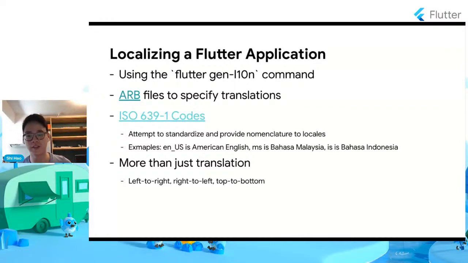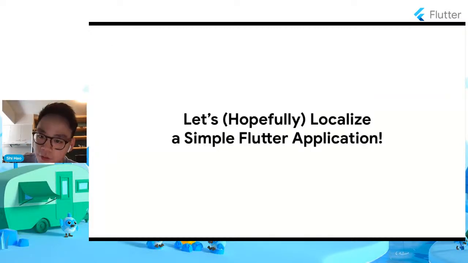The repos and the links and everything will be on GitHub, and I'll try to post a link to the slides. So don't think too much about the nitty gritty details. But ARB is basically a subset of JSON that defines your translations, and also provides descriptions and metadata for those translations for your Flutter application. Yeah, I think that's it for this slide.